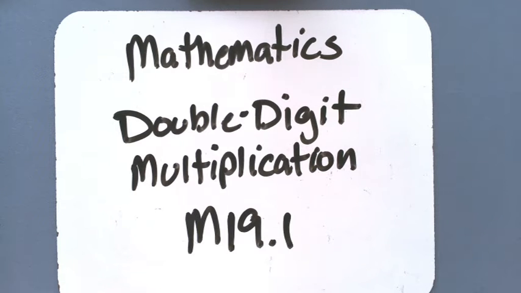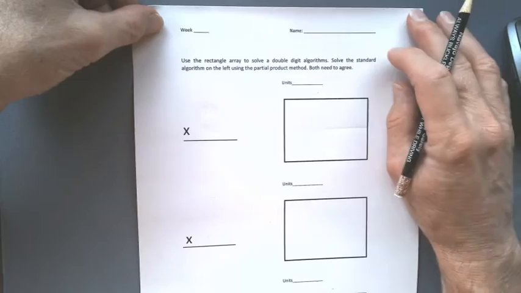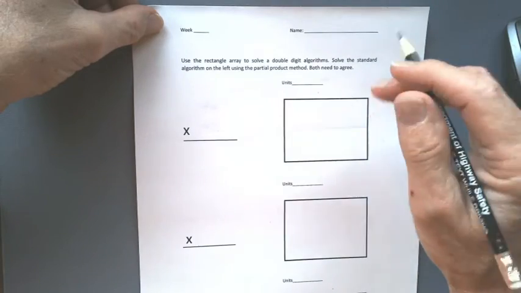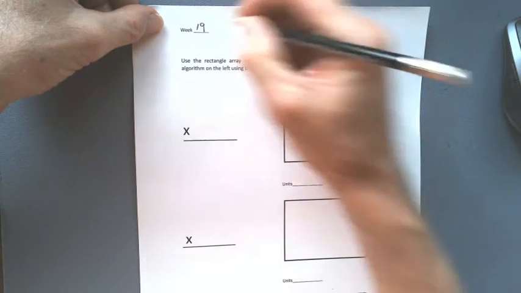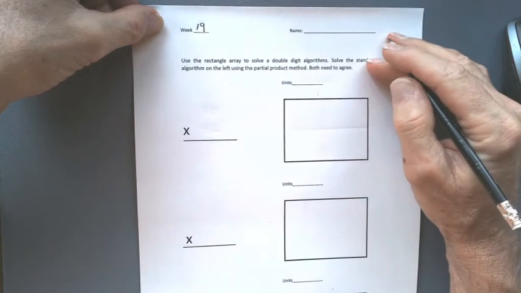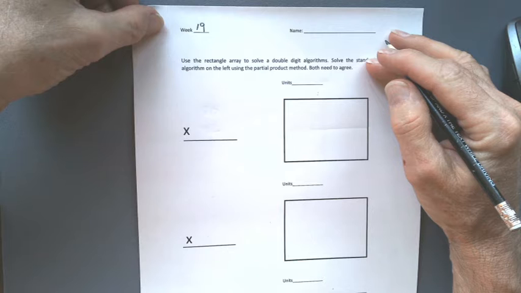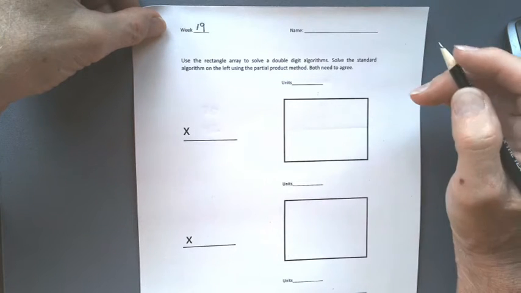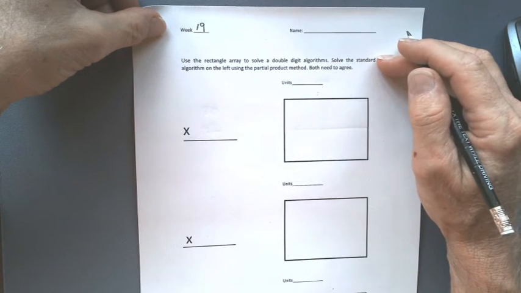So some of you I know are excited to get into larger numbers, and this is the way we're going to do it. This is going to be week 19, and we've looked at single-digit arrays, one number times all the way into the thousands, and you can keep on doing single-digit arrays that way. We're also familiar with the partial product method for figuring out standard algorithms. But now we're going to do double digits.